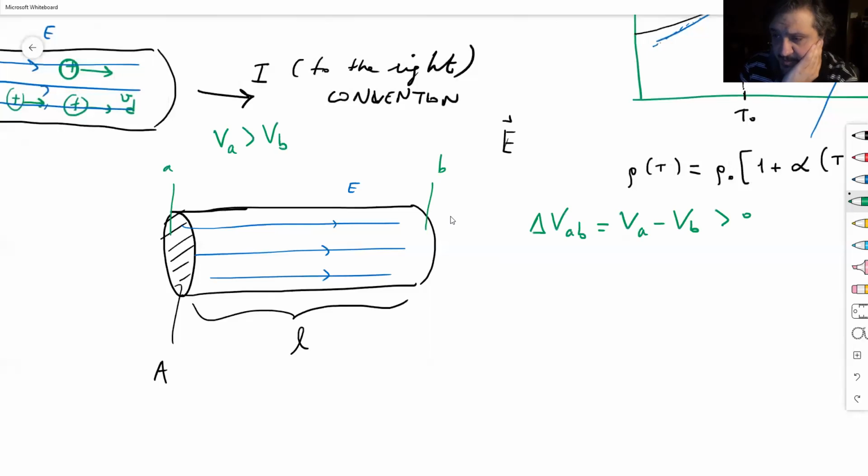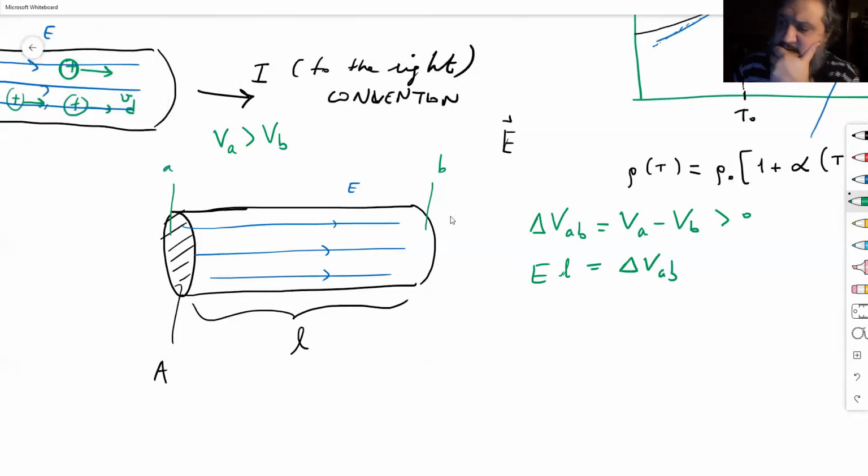Now this is a uniform electric field, okay? So integrating the electric field along that path simply means multiplying by the length. So E times L is delta V.